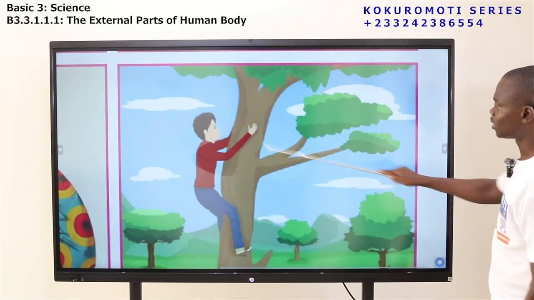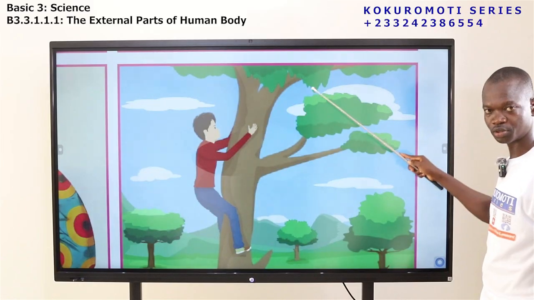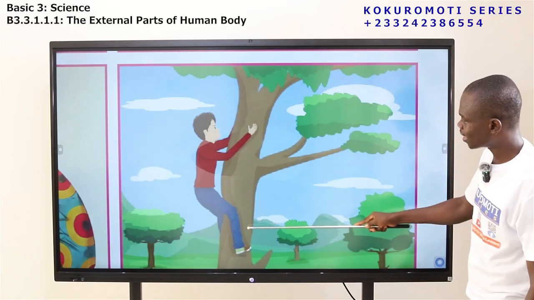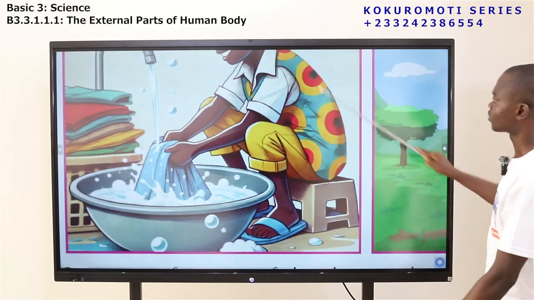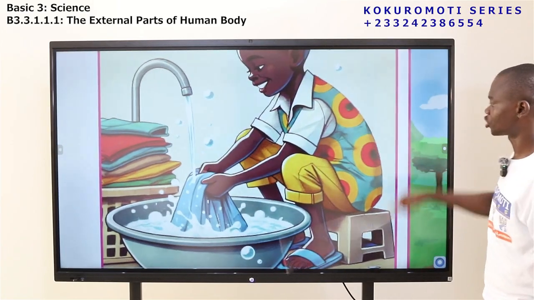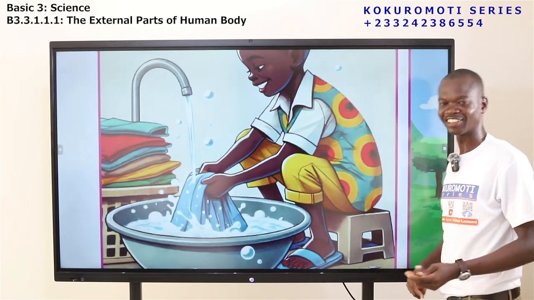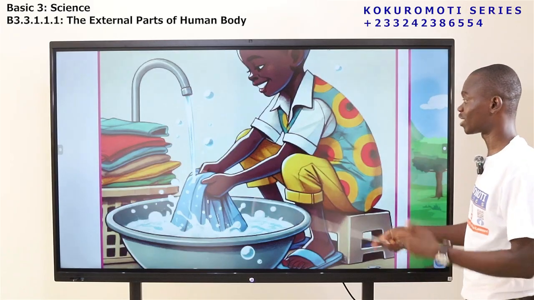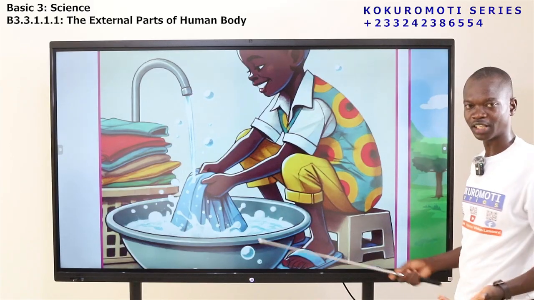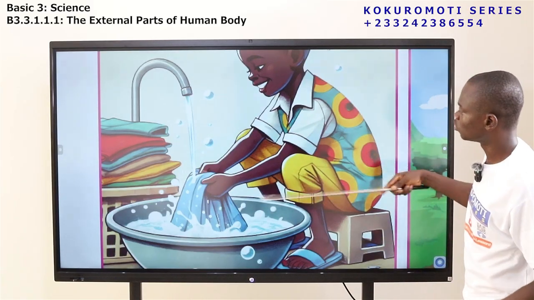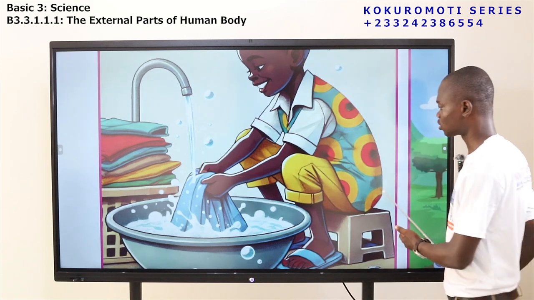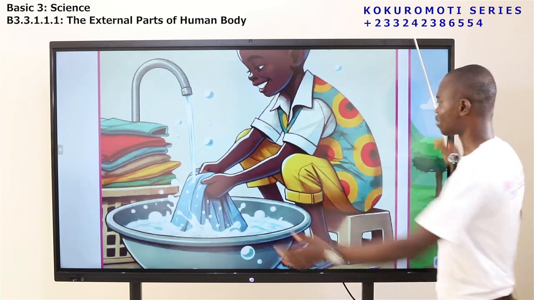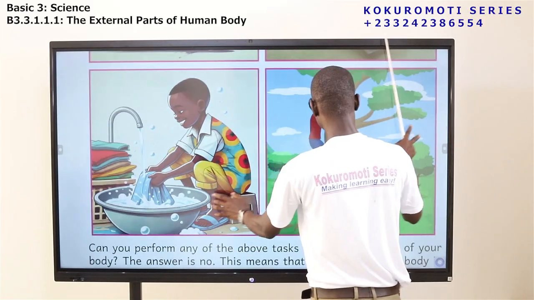Let's come to this side. The boy, he's what? Climbing a tree. He's using the hands, the legs, the eyes, and then the other parts. Someone too is washing here. I hope you wash every day or over the weekends. Every weekend you wash. Which part of your body do you use for washing? So when you are washing, you use the hands, the eyes, we sit. So you use your bottles and other parts to do these tasks.